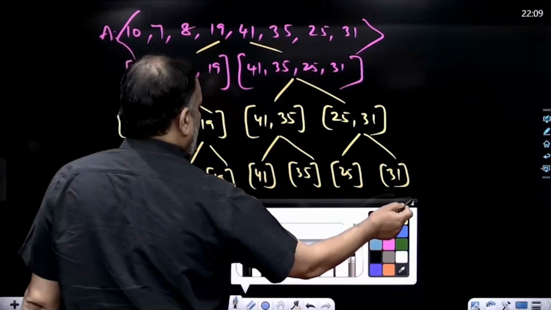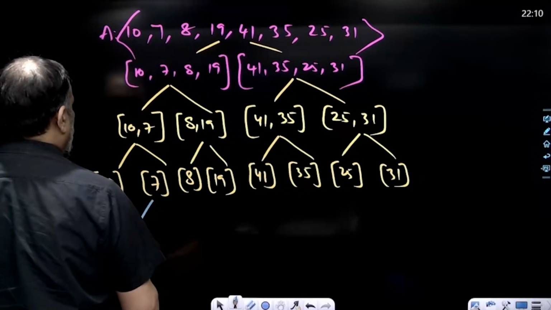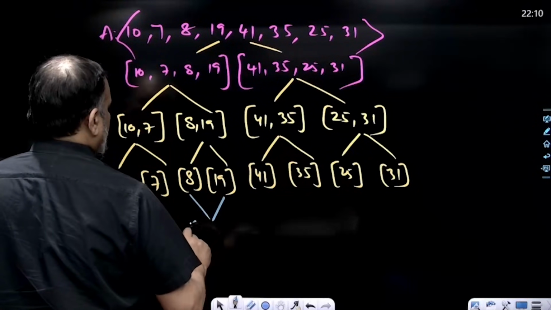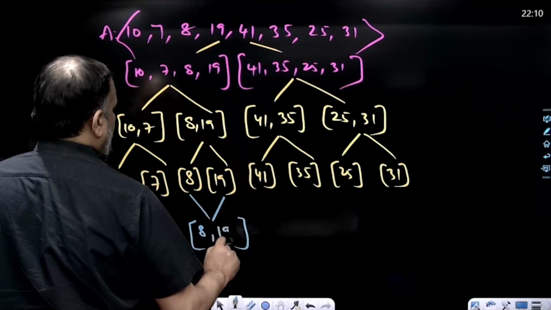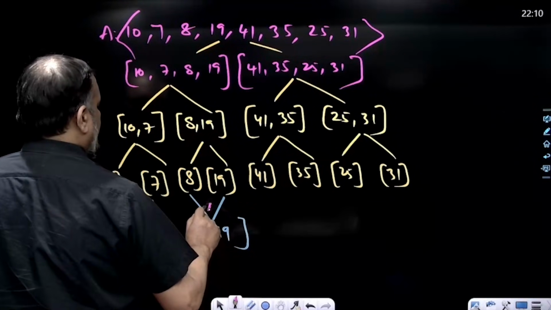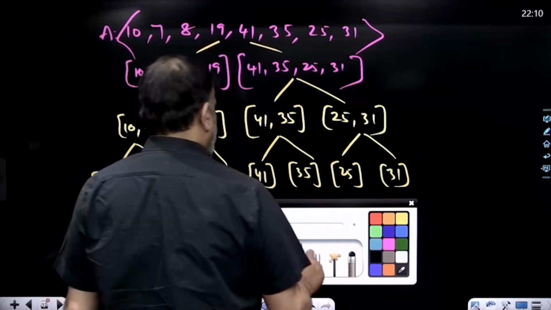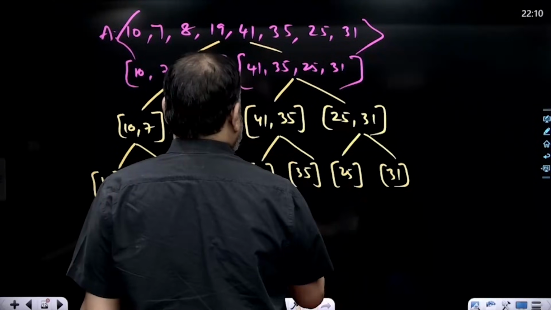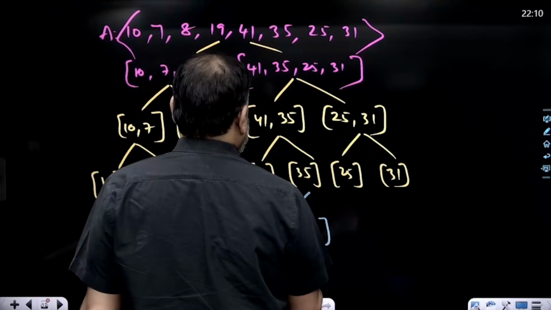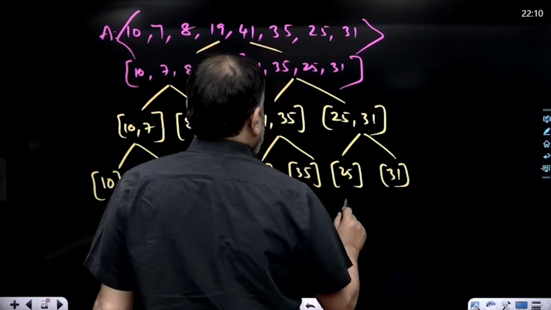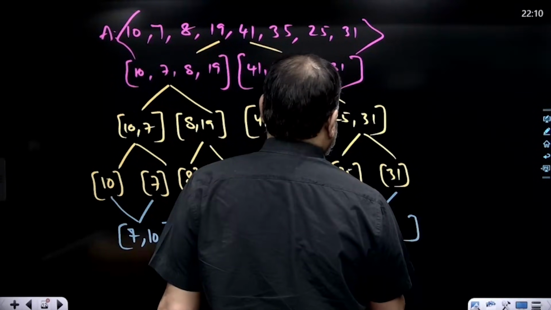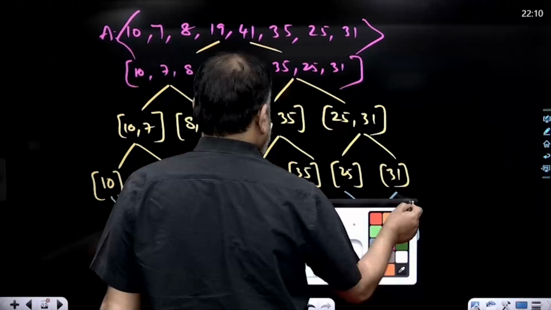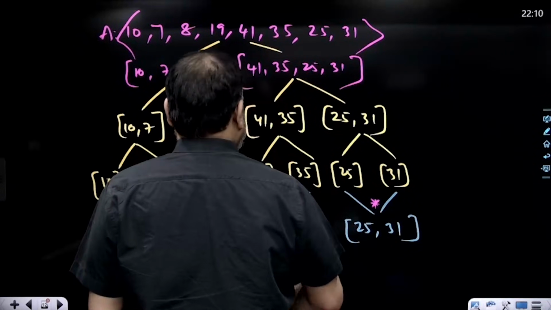So now it comes to the matter of merge operation. These two are merged, but this is not a void merge operation because we are having 7 and then 10. 8 and 19, they are in order, so this is one void merge operation. And when I merge 41 and 35, this is not void because 35 and 41 come up. And these two, 25 and 31, are merged. This is another void merge operation.